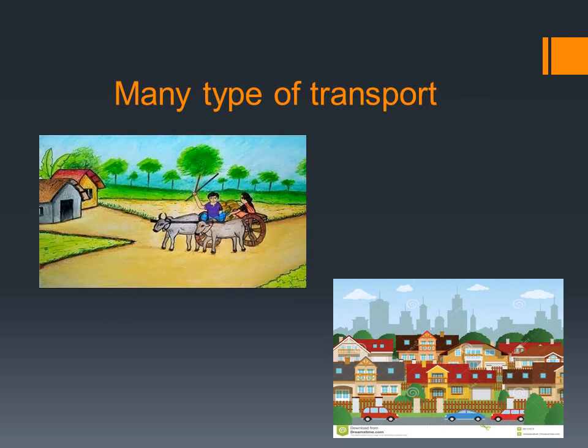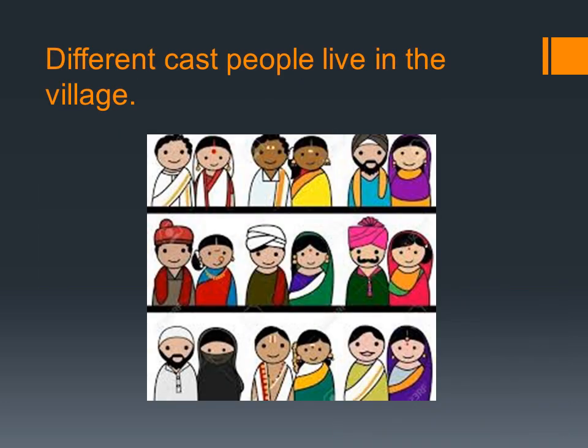Palampur is a well developed village. It is connected to neighborhood villages, towns and cities. People are using different types of transport to transfer their foods. Here, people of different castes live together and do their respective works to develop the village.